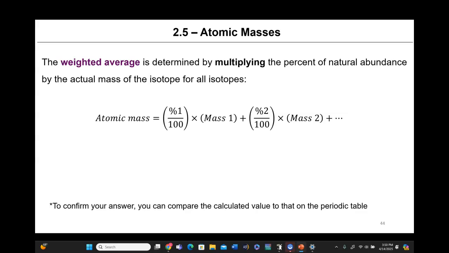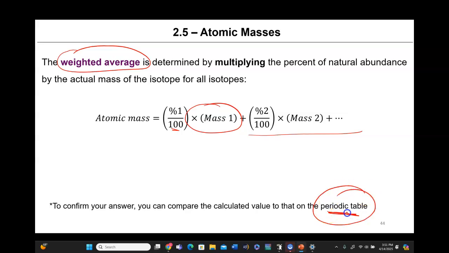So how we calculate this weighted average is by taking the percent of each isotope, dividing that by 100, and then multiplying that by the mass of the isotope. We do this for every isotope that's present, and then we add them together. You'll know if you've got the right answer because you can always look your answer up in the periodic table to confirm that you got it correct.